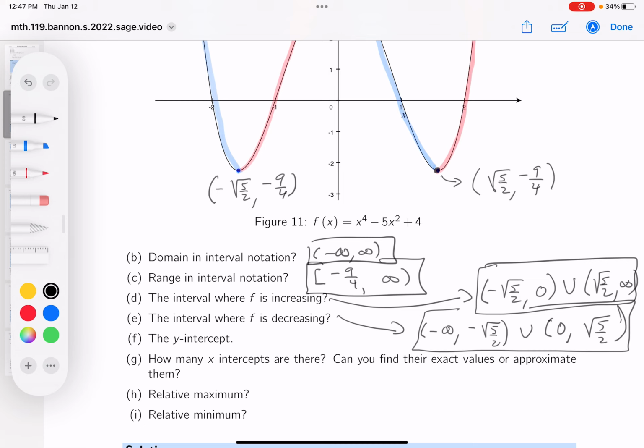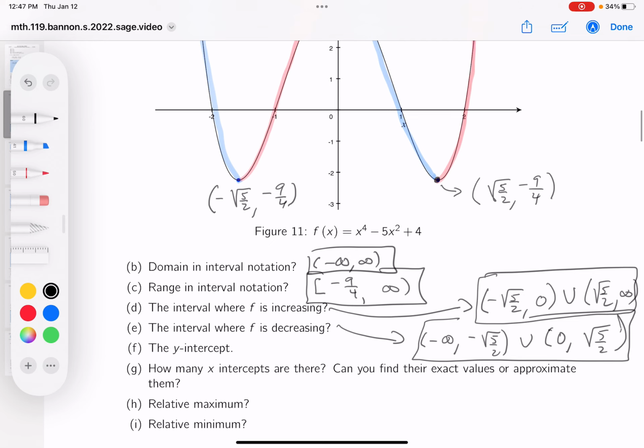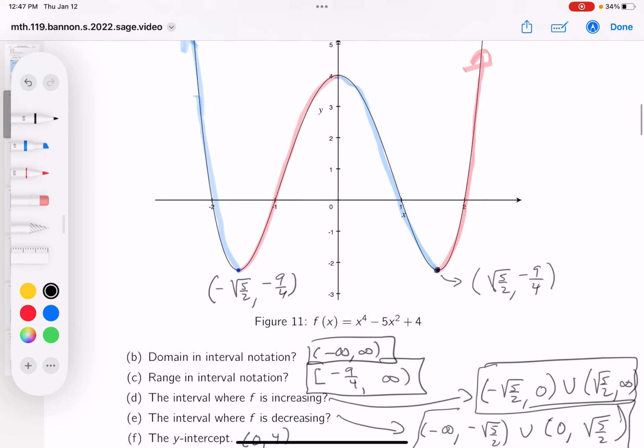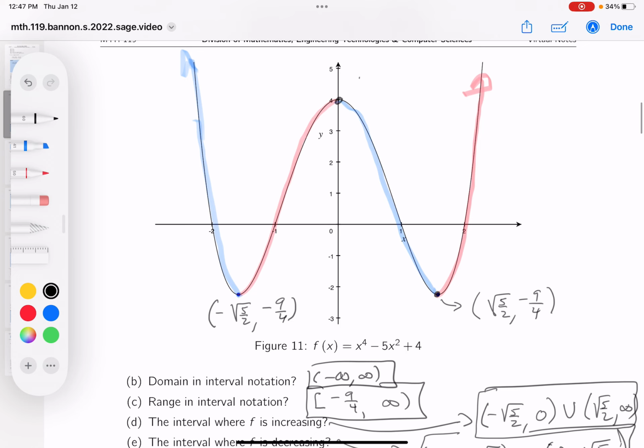What's the y-intercept? Well, that's pretty simple. All you got to do is set x to be 0, and if you do that, you would get 4. Let me just look at the picture and see if that's true. Yeah, I do see it. That's 0, comma 4. All right.